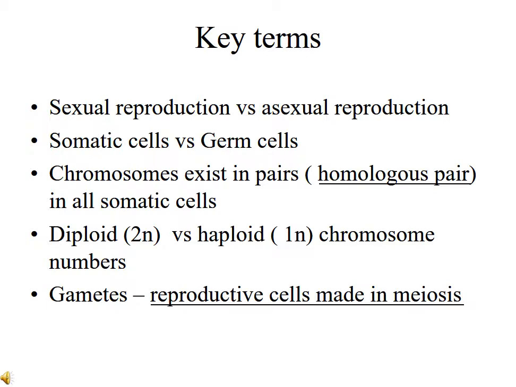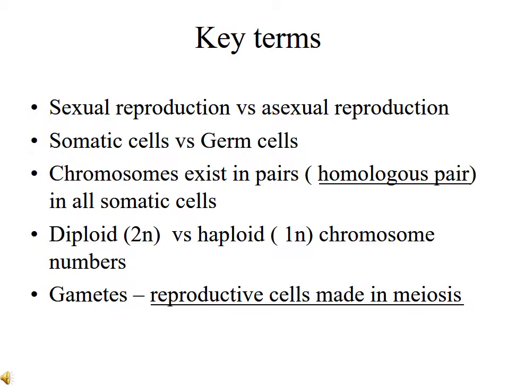A second important term to understand are somatic cells versus germ cells. Somatic cells are basically cells of the body. The word soma means body. So all of the cells in an organism, except the cells that produce sperm and egg, are referred to as somatic cells. Now, the cells that produce sperm and eggs are referred to as germ cells.